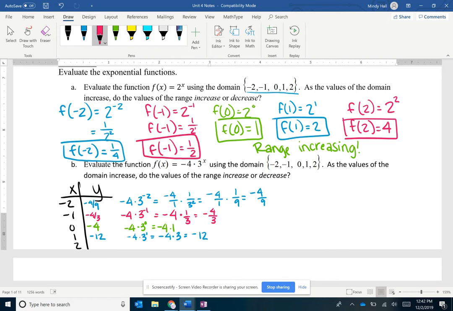And then I ran out of space just a little bit, but -4 times 3 squared is going to be -4 times 9, which gives us -36. Okay? And so with this, notice our range values are decreasing.